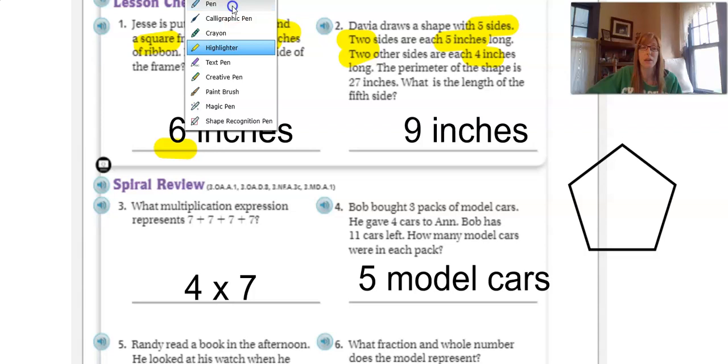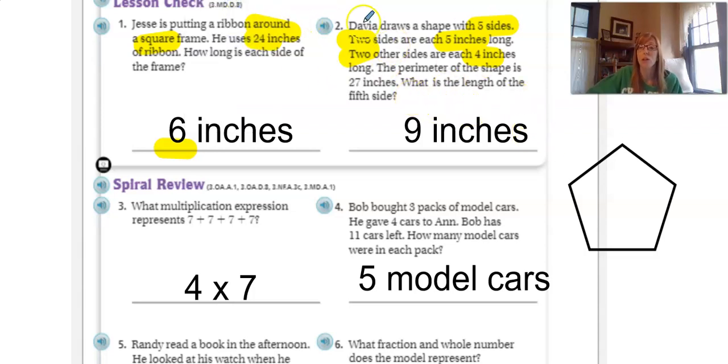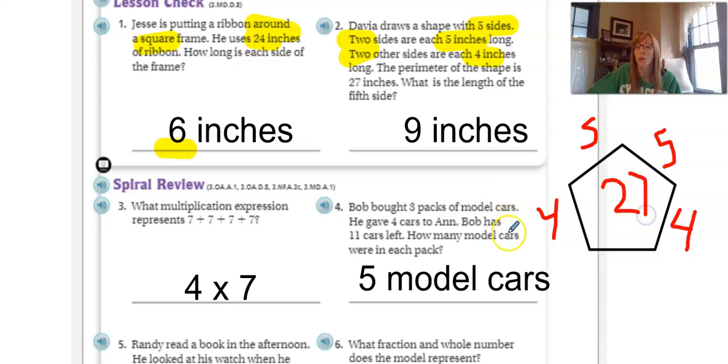let me get my pen. So you would have 2 sides, which are 5 inches, and I know these are all the same. Then we had 2 sides that were 4, and then we had one that we didn't know what it was, but we knew the total was 27. So you have 5 plus 5 is 10. Plus 4 plus 4 is 8. So 10 plus 8 is 18. We have a total of 27. So our missing side would be 9 inches.